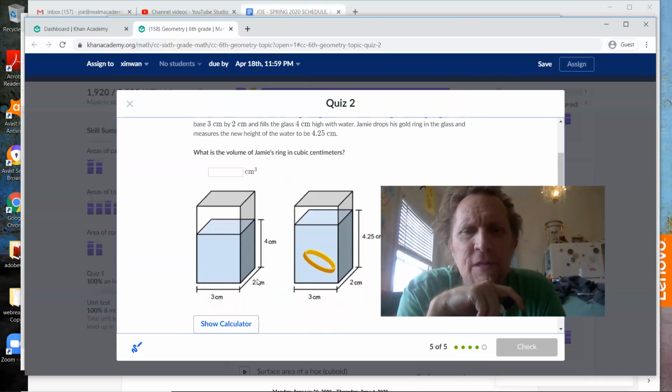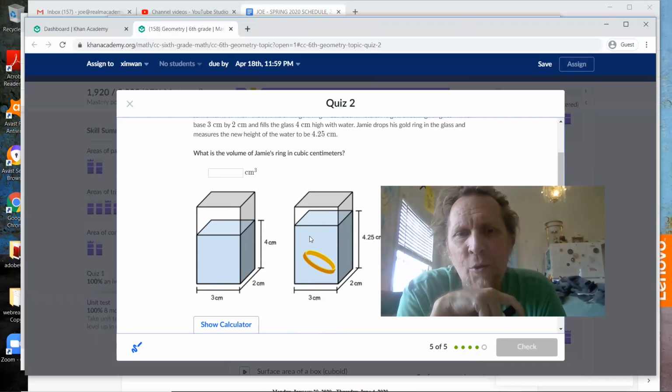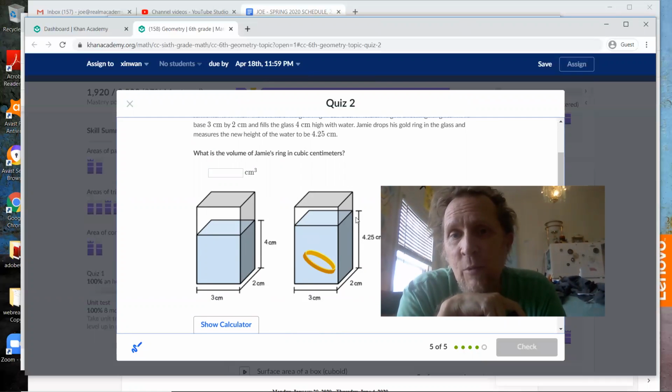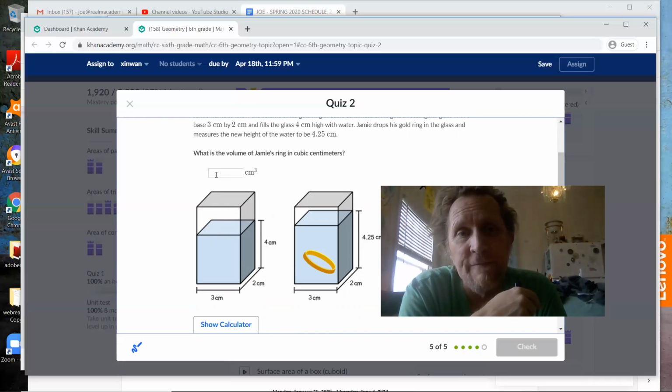The base, if we look at the picture, the base is 3 by 2. Okay. The water that was displaced by the ring then was 3 by 2 by 0.25, right? It started out at 4 before the ring was in it. Then it went up by 0.25. This 3 by 2 stays the same. So I need to multiply my 0.25 times 2 times 3. Well, 3 times 2 is 6. Times 0.25, that's a quarter of 6, right? 1/4 of 6 is 1.5.